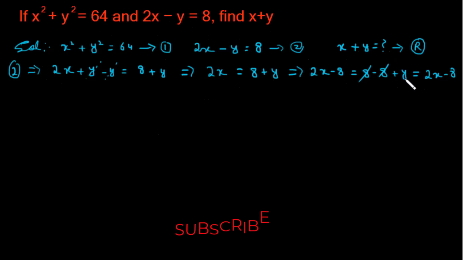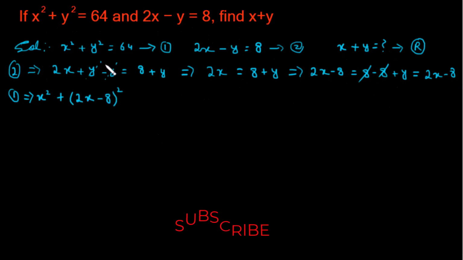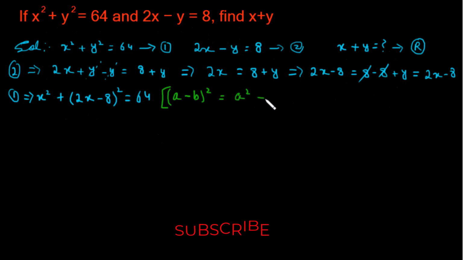Now I will substitute y is equal to 2x minus 8 into x squared plus y squared is equal to 64. As a result, equation 1 will become x squared plus, replacing y with 2x minus 8, the whole squared, is equal to 64. Now to calculate this value, we have the identity that says a minus b whole squared is equal to a squared plus b squared minus 2ab.